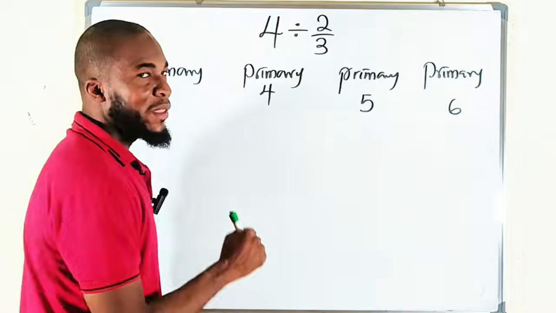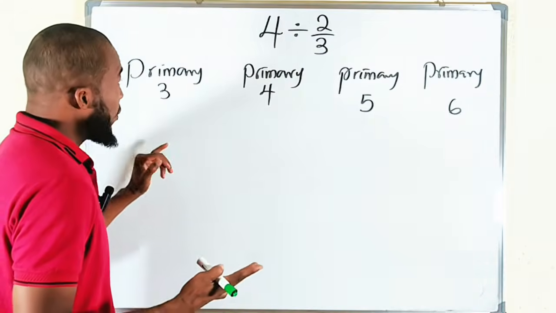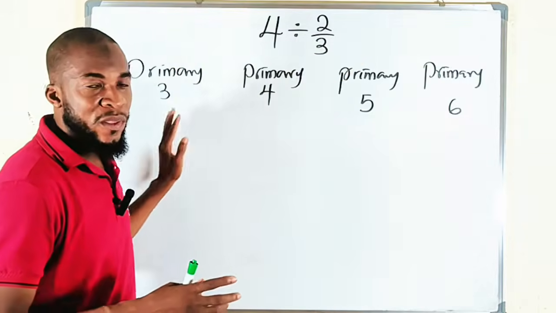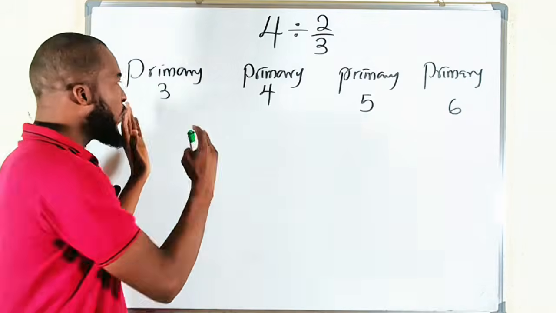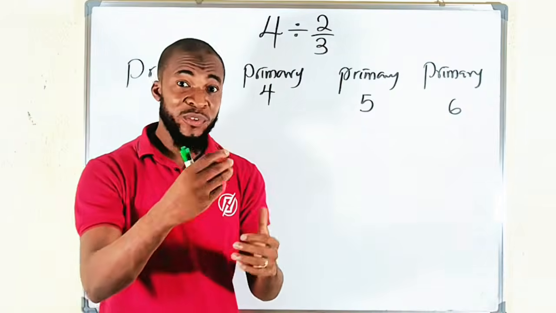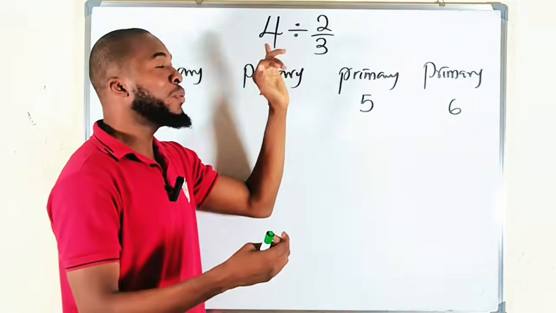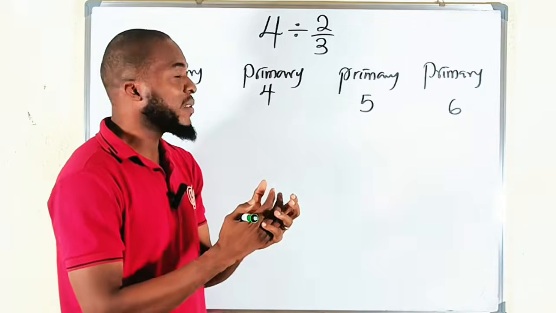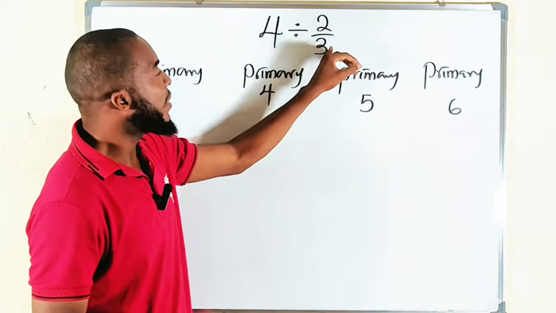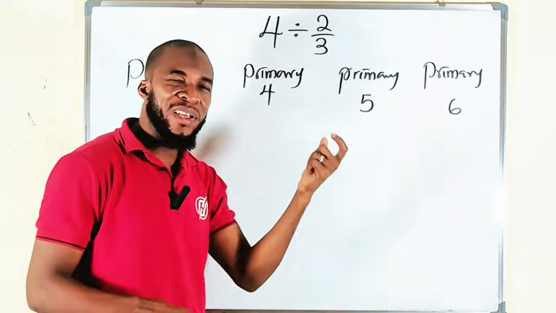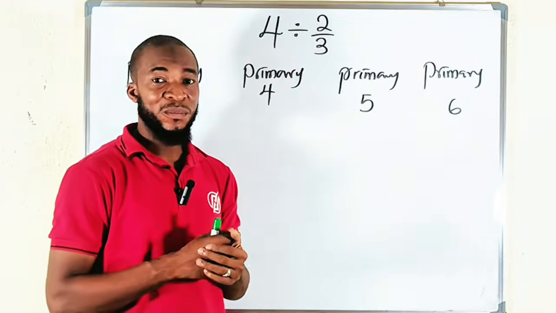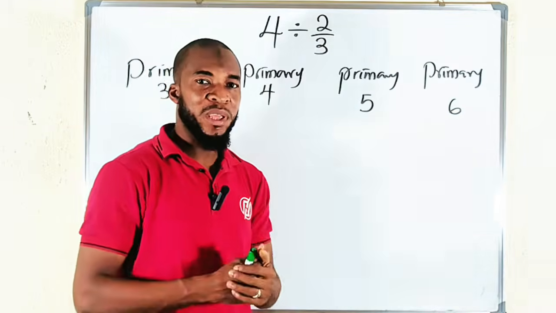All right, let's start with primary 3. Based on experience, I know that primary 4, 5, and 6 are more familiar with fractions than primary 3. So why not use a word problem here? Something like 4 divided by 2 over 3: assuming you have 4 complete pieces of pizza, and you want to share among your friends so that each friend has 2/3 of a single pizza. So how many of your friends will get this 2/3? You can twist the question, but let it be in words.